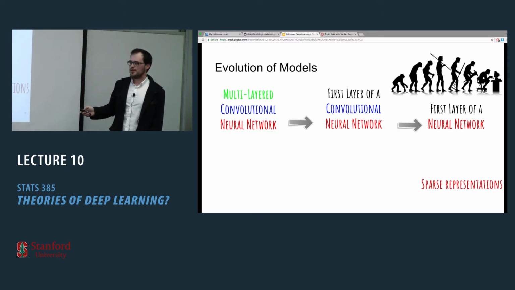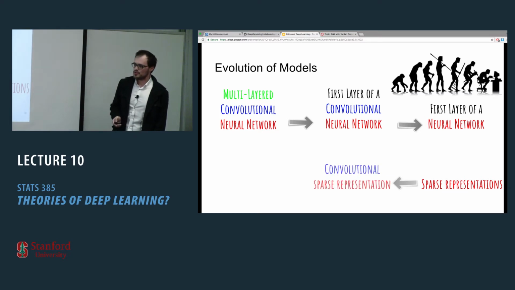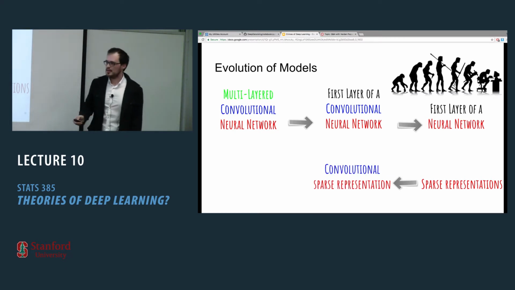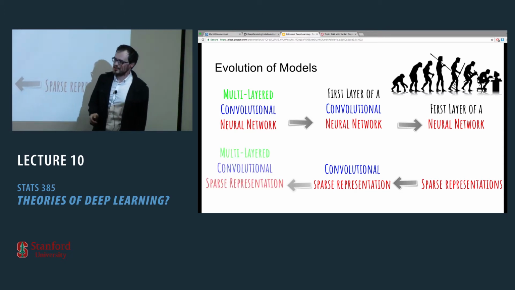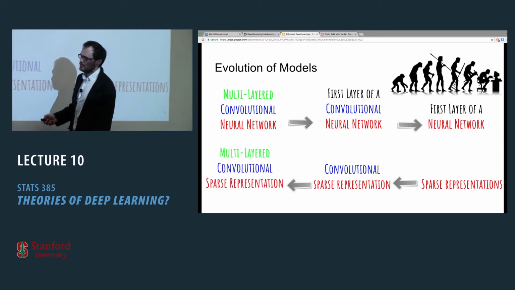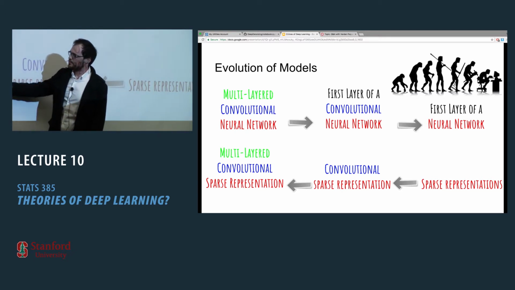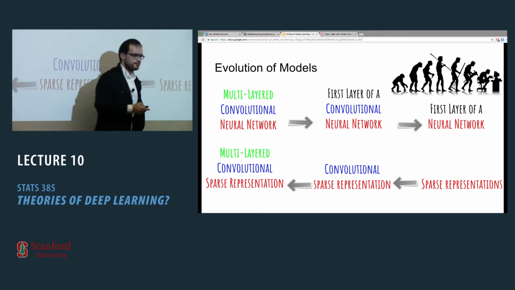I'm then going to show how you can extend this model to something which is called convolutional sparse representation, and this will shed some light on this thing. And then I'm going to show you yet another extension, which is called multi-layer convolutional sparse representation, which will basically explain this thing.